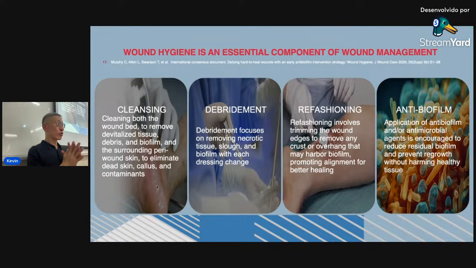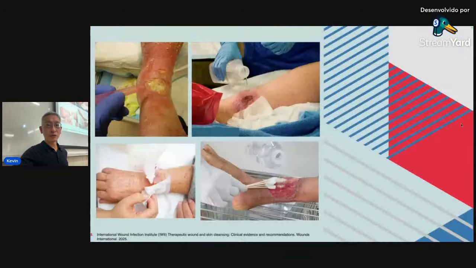So I think in order to maintain healthy skin, we still have to apply a wound hygiene paradigm, even though originally it was developed focusing on ways that we can improve wound healing. But in order to prevent MASD, prevent MARSI, I think we have to think about how we can address the cleansing process in a better way. For people who are not familiar with this paradigm, this model, it's developed by Chris Murphy and her group, talking about the 4-step approach to wound hygiene: cleansing, debridement, refashioning, and antibiofilm if you have a wound.